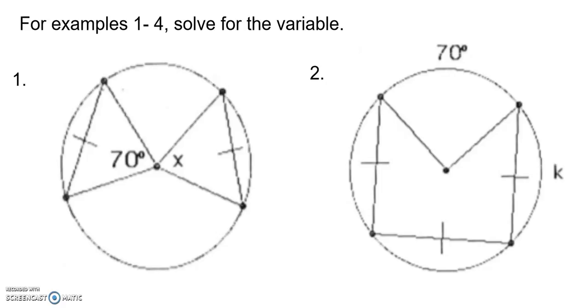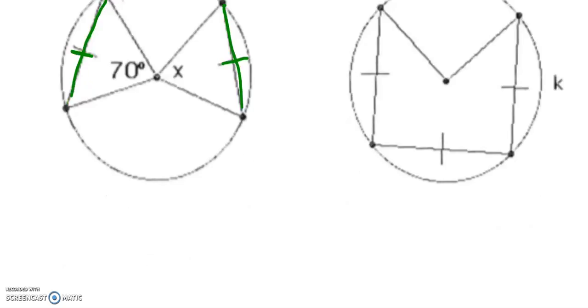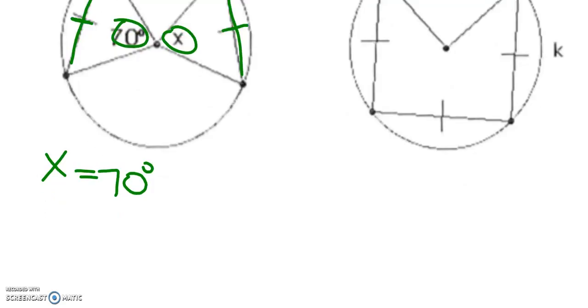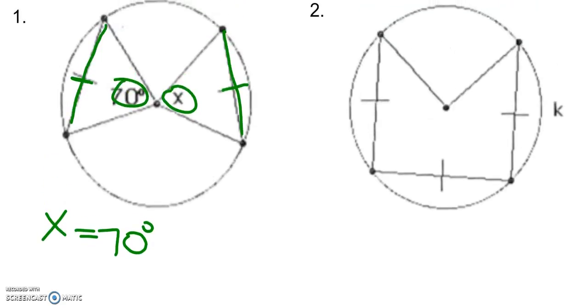So we can see that we have this chord right here is congruent to this chord over here. So that means that these angles are congruent. So we have x equals 70 degrees. Okay. The next one, we have congruent chords and congruent arcs.